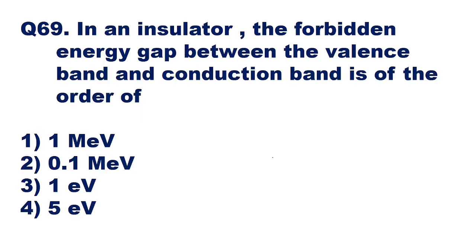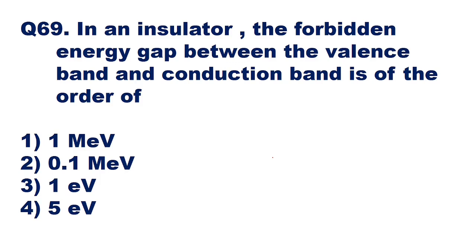Now here in this question it is asked: in an insulator, the forbidden energy gap between the valence band and conduction band is of the order of, options are 1 mega electron volt, 0.1 mega electron volt, 1 electron volt and 5 electron volt. Now if we remember the definition of insulators, insulators are those substances which do not allow the passage of electric current through them. That means there will be no free electrons flowing through them, like for example materials like wood, glass, plastic, etc.